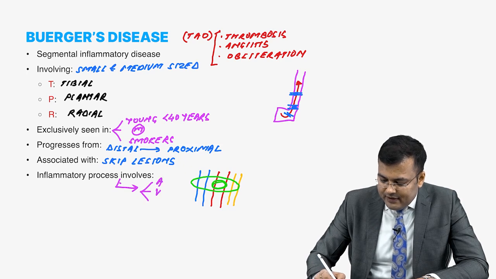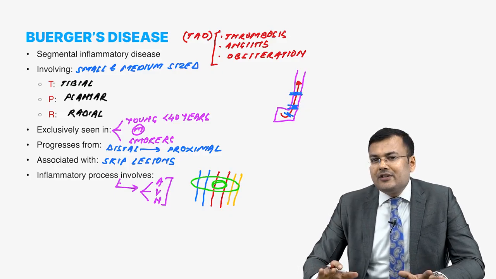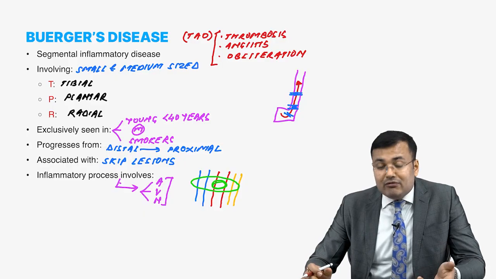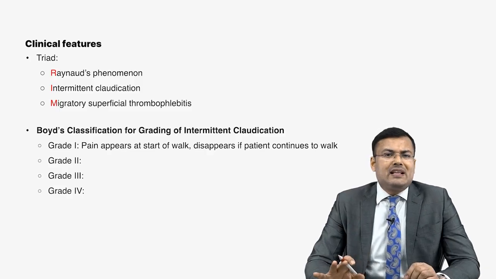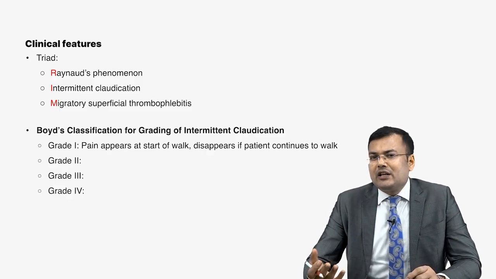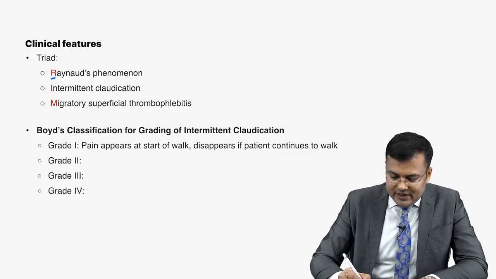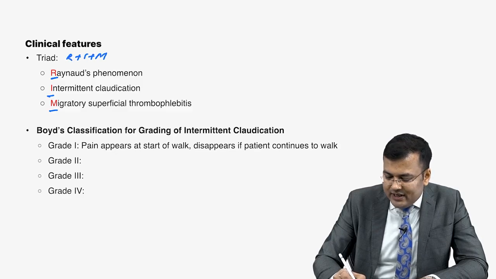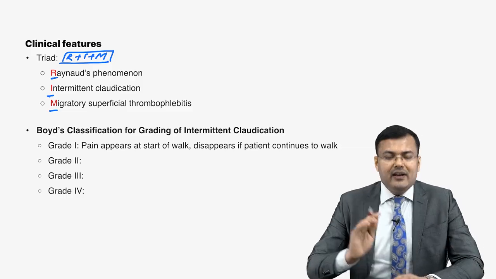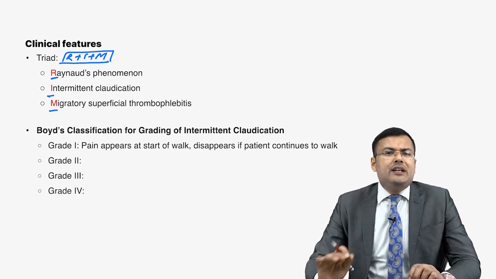Artery, vein, nerve. So ultimately it involves all three structures: artery, vein and nerve, and this question is asked in pathology also, right? Next, what is the triad? It is characterized by a triad. There is Raynaud's phenomena, intermittent claudication, migratory superficial thrombophlebitis, and how to remember? Mnemonic is RIM. So it is characterized by a triad, mnemonic is RIM: Raynaud's phenomena, intermittent claudication, migratory superficial thrombophlebitis. What is intermittent claudication?